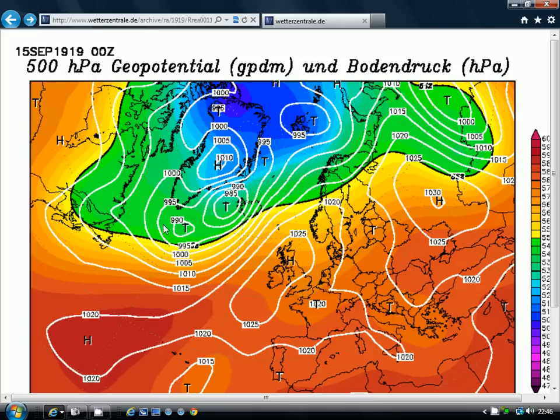Now, as we go through to the middle of September 1919, we find high pressure building in across the country, but this really was a very dramatic temperature drop, to say the least. So on the 11th of September we had temperatures up to 90 Fahrenheit, as I say.